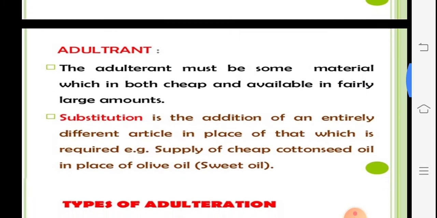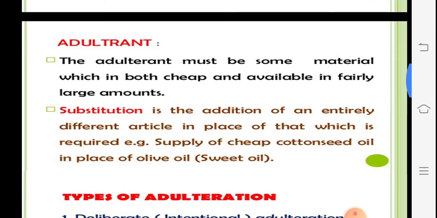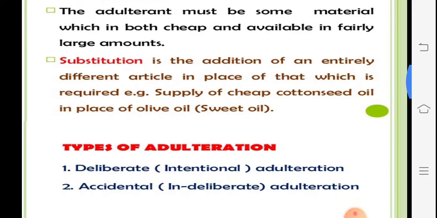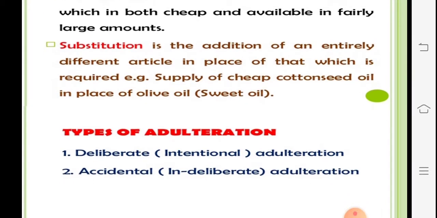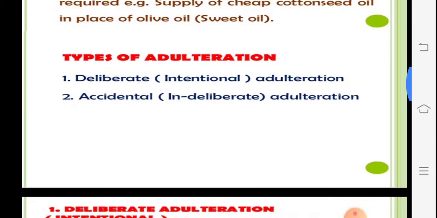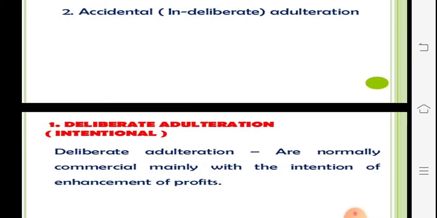The adulterant generally added is a material which is both cheap and fairly available in amount. Substitution may be of the entire article, generally as required by supply or availability. For example, cotton seed oil in place of olive oil, so it is easily mixed. Then there are types of adulterants: deliberate, or intentional, and secondly, accidental.